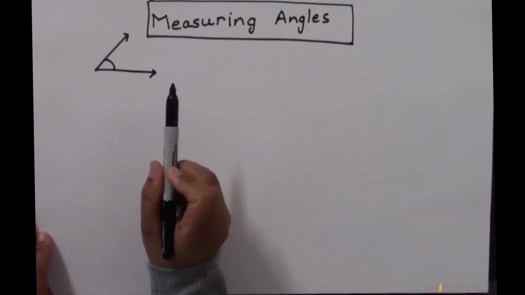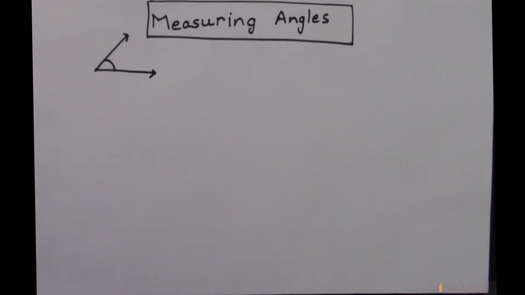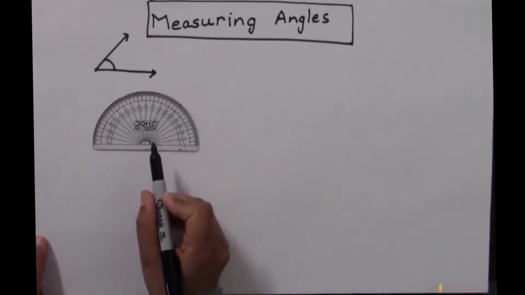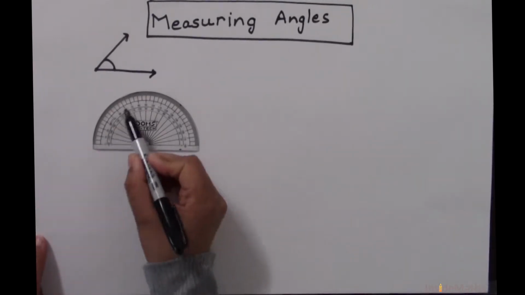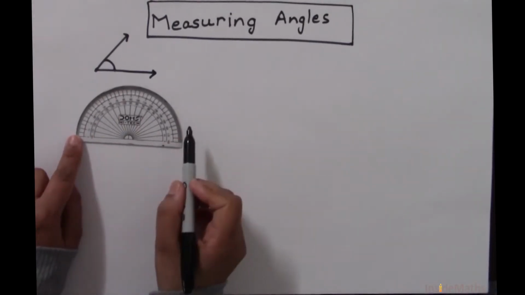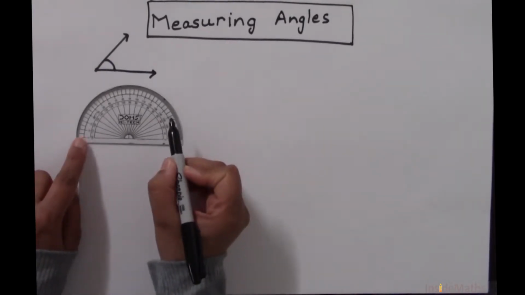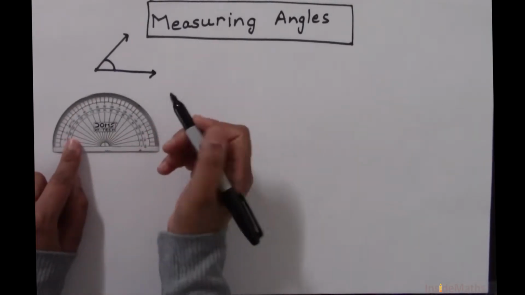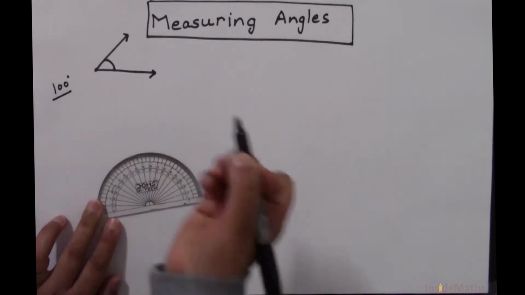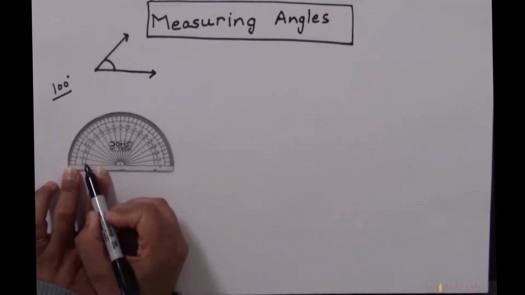Now we'll see how to measure these angles. To measure any angle, we use this instrument called a protractor, or a D, as it looks like the letter D. To draw any angle or to measure any angle, we use this protractor. So let's say we have to draw an angle of 100 degrees. First of all, we'll see how to read this protractor.